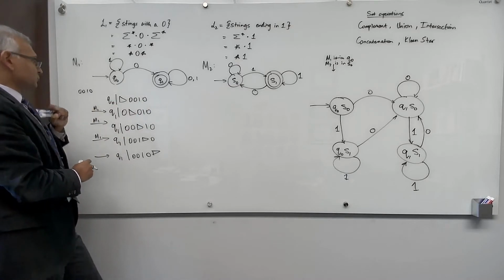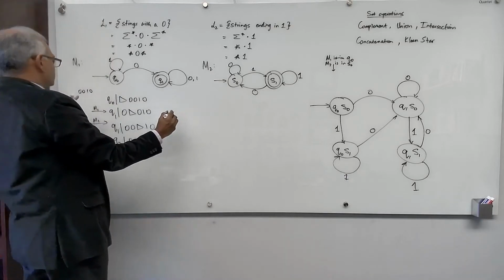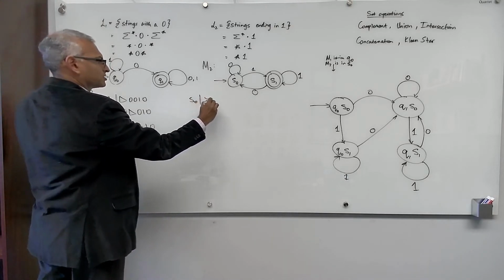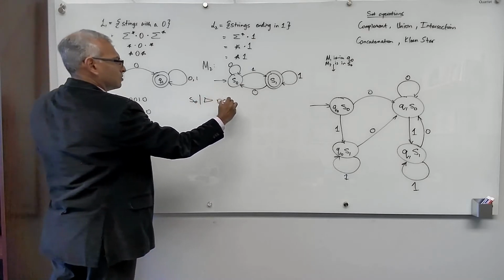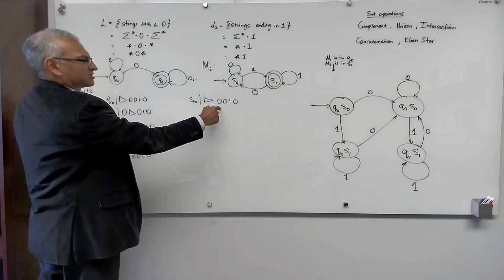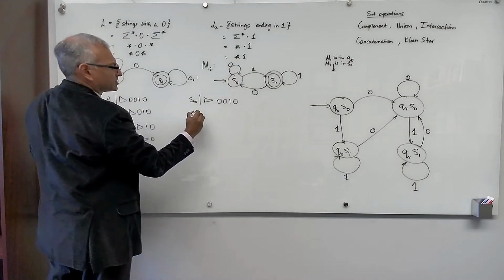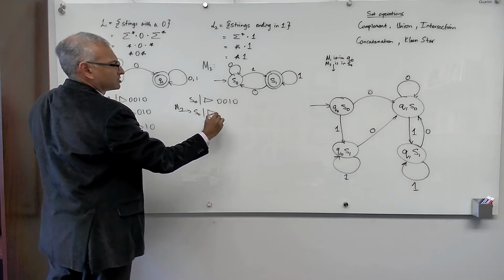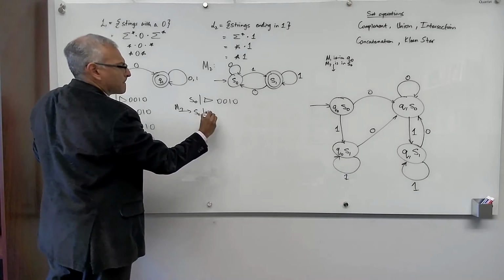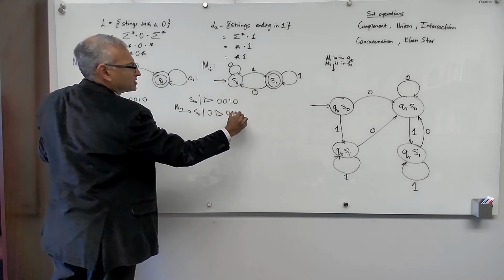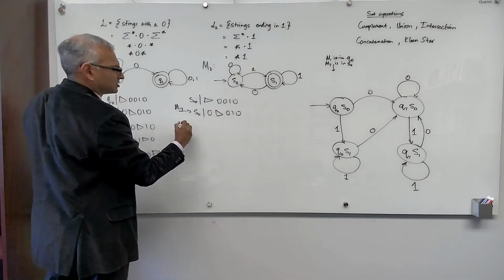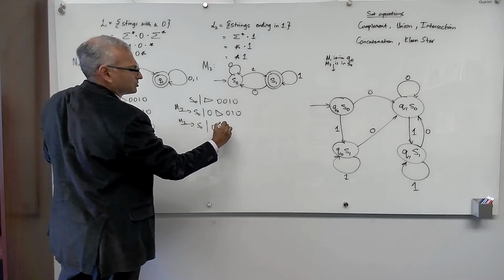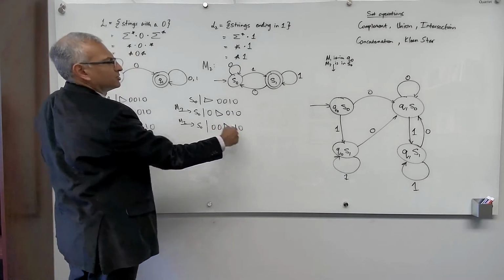Let's look at what happens in M2. You're processing this string. You start in state S0, and you're processing the string 0, 0, 1, 0. You process the 0, so the 0 keeps you in S0. You have remaining 0, 1, 0. You process another 0, you stay in S0. So you process 2 zeros. Now you have 1, 0 left to process.